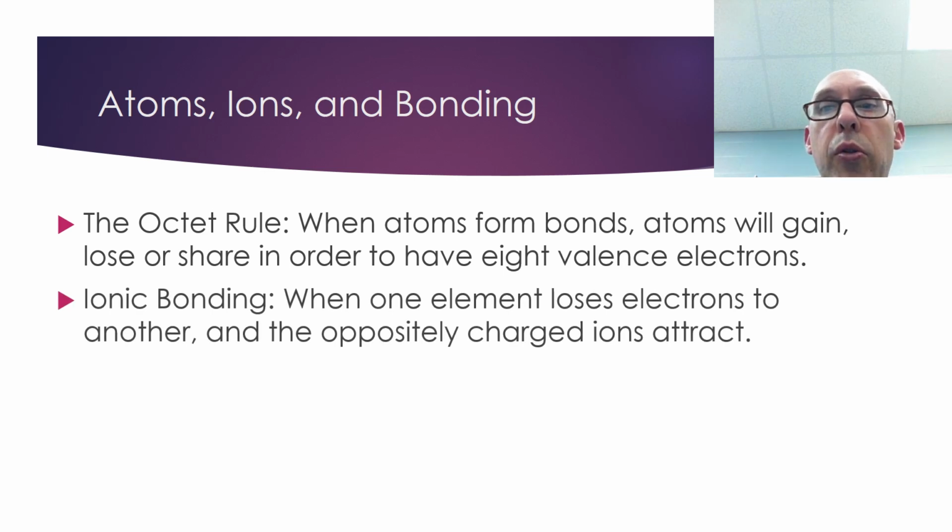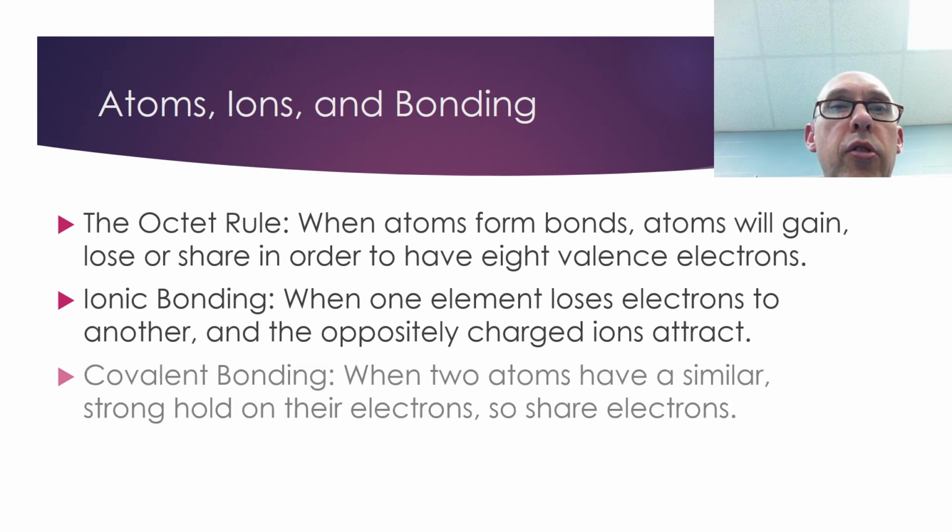That's when one element loses electrons to another element, and as a result you get oppositely charged ions, because the one losing electrons will have a positive charge, the one gaining those negatively charged electrons will have a negative charge, and opposite charges attract. The other type of bonding we'll look at is covalent bonding, and that's when two atoms have a similar and fairly strong hold on the electrons, so they aren't going to give them up, and as a result they've found a way to share. Those two topics of ionic and covalent bonding are going to take us probably most of a week to go over in detail. Moving on in 3, 2, 1.